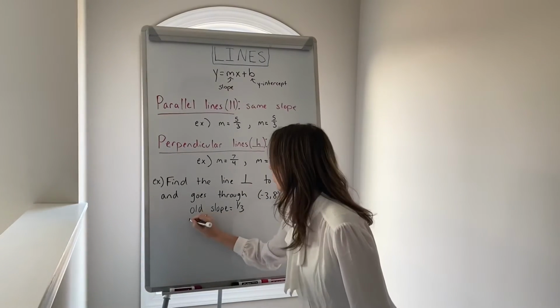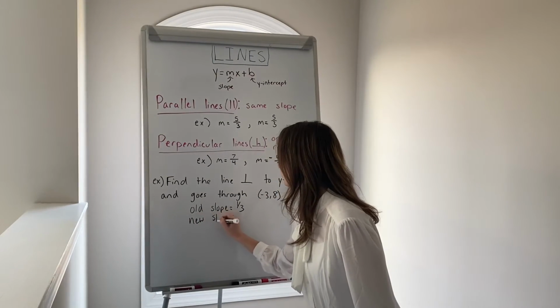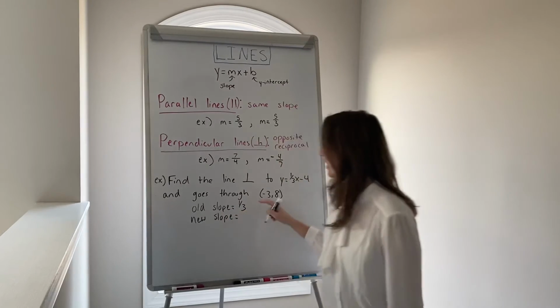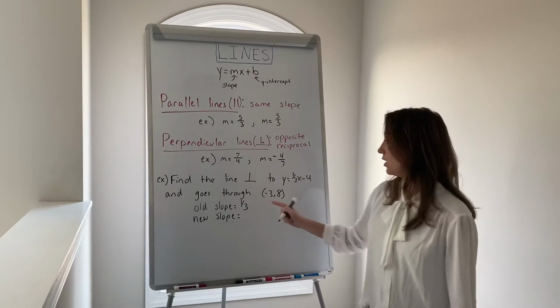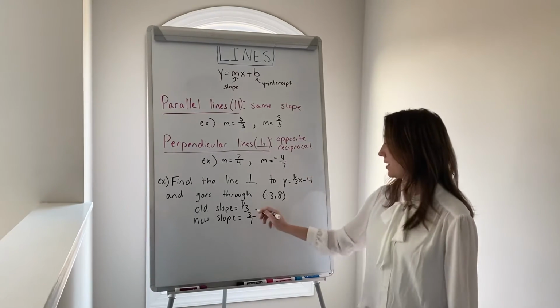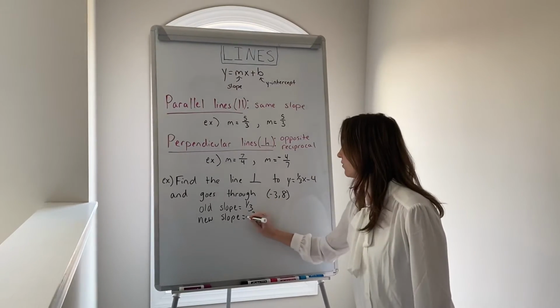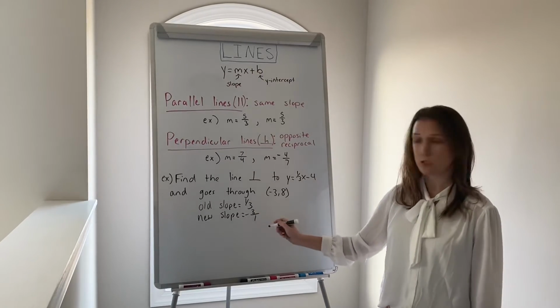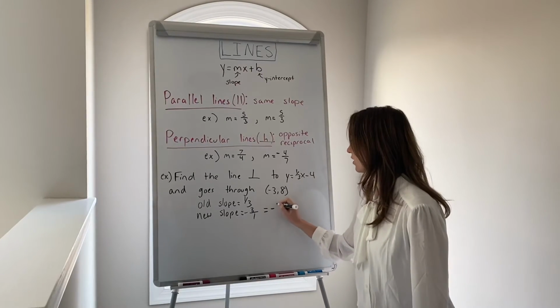So our new slope, we have to flip that fraction and change the sign. So 1/3 would flip to 3/1. And then because this is a positive, this would become a negative. And when you have something like this, you can reduce it and just write that your slope is -3.